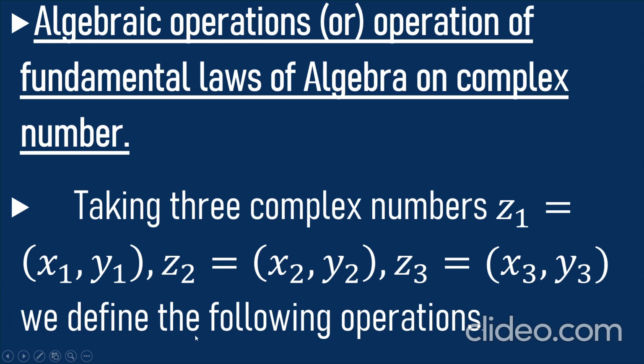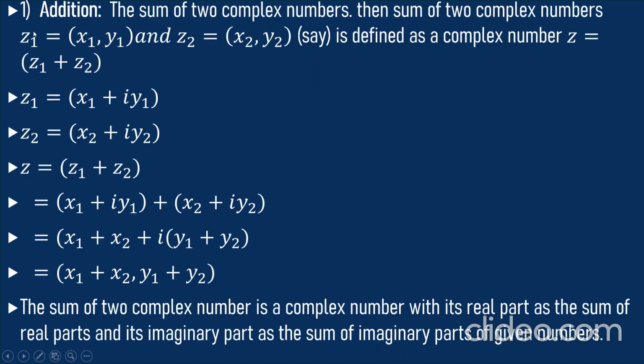So we define the following operations. The first one is addition. The sum of two complex numbers z1 = (x1, y1) and z2 = (x2, y2) is defined as z = z1 + z2. Substituting the values of z1 and z2, z = x1 + iy1 + x2 + iy2.